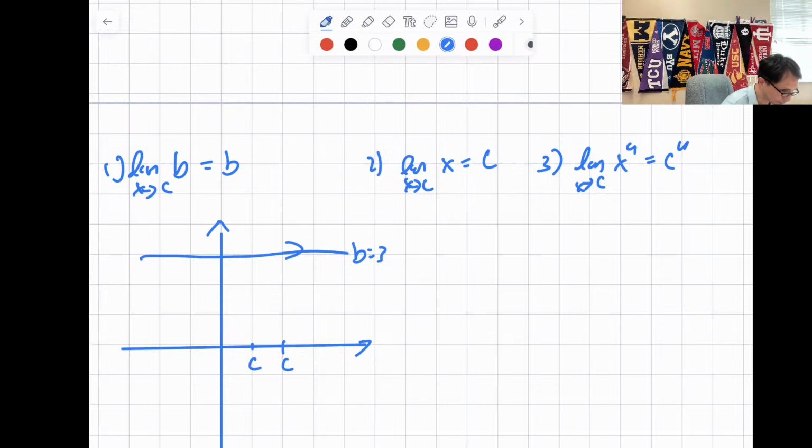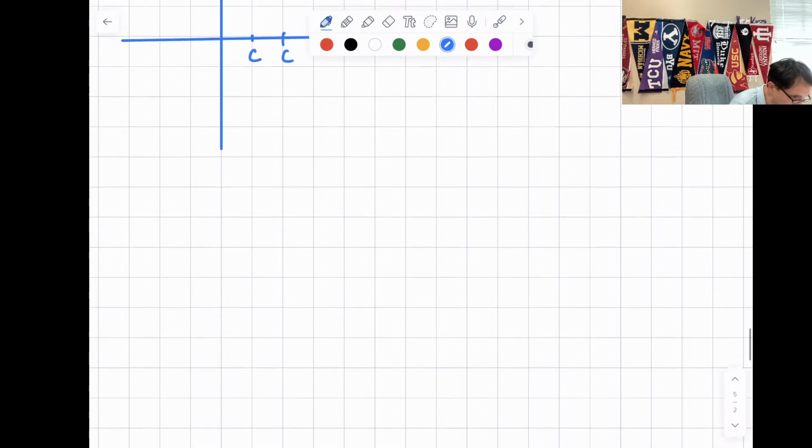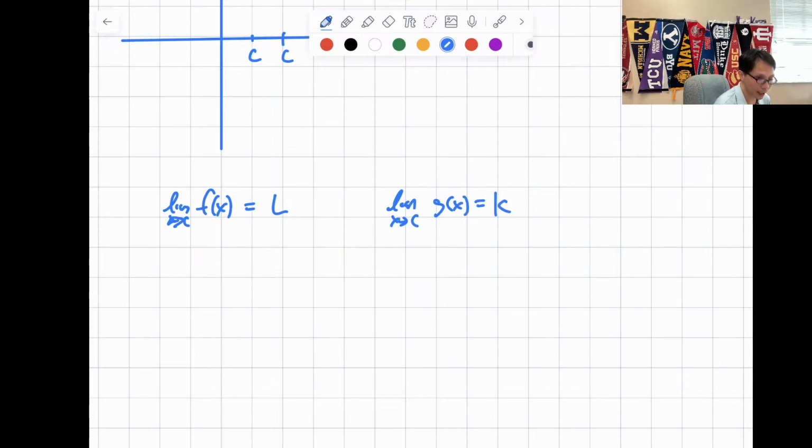Okay, so imagine this. If I give you two situations, I say the limit as x approaches C of f of x is equal to L, it's a constant L. And the limit as x approaches C of g of x is equal to k. And then you say, okay, well, what is the first property?